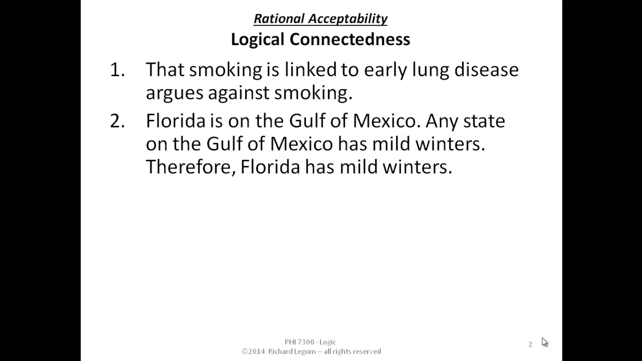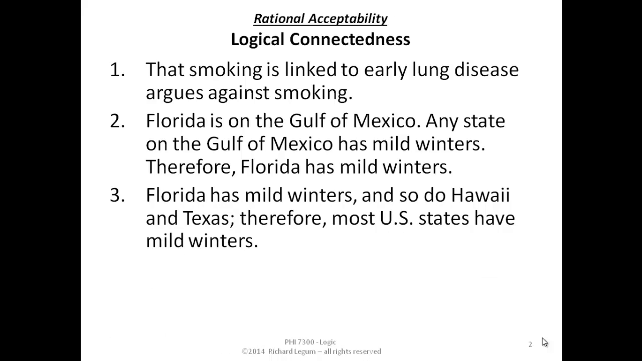But we see that this kind of argument makes the conclusion rationally acceptable, and if it does, the conclusion is rationally acceptable in part because there's a certain connection between the premises and the conclusion. Another example: Florida has mild winters, and so do Hawaii and Texas. Therefore, most U.S. states have mild winters. Again, if the argument's good, there has to be a good logical connection between the premises and the conclusion.